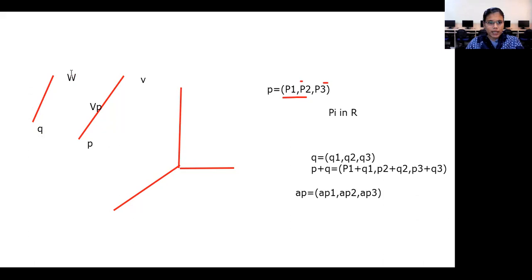So we can call this WQ, the tangent vector with point of application Q and direction vector W. We say these two tangent vectors are equal if their points of application are the same as well as their direction vectors. And we say these two are parallel if their directions are the same but the points of application are different.